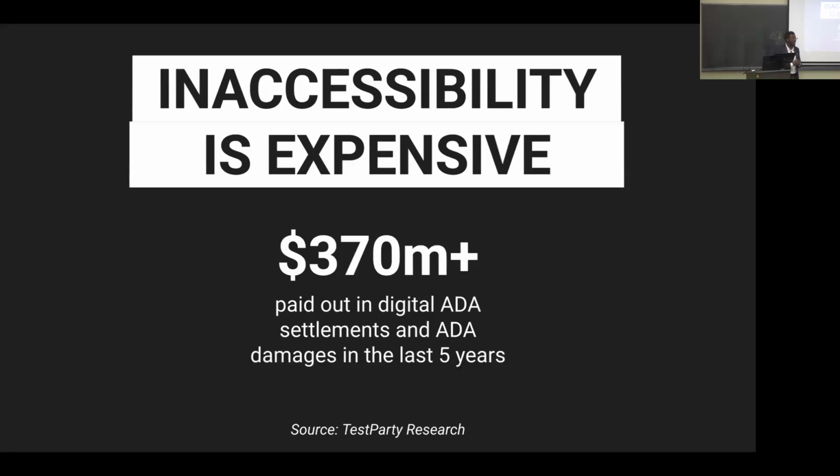And inaccessibility is expensive. If you don't comply, you're likely to get sued, right? We do a lot of research ourselves to try to figure out how much is being paid out in lawsuits, and our estimate is about a third of a billion dollars in the last 5 years have been paid out in settlements and fines and fees. A lot of these settlements are private. They happen behind closed doors. This is just the US. There's less litigation outside of the US than there is in the US.